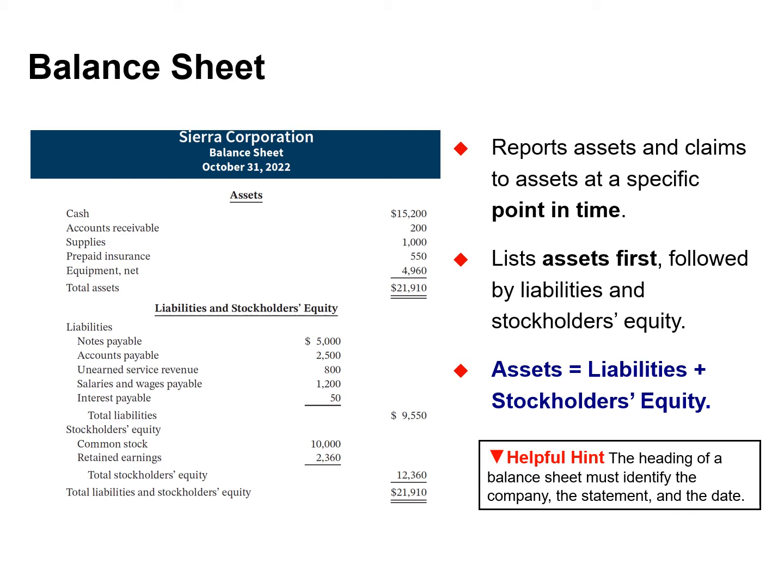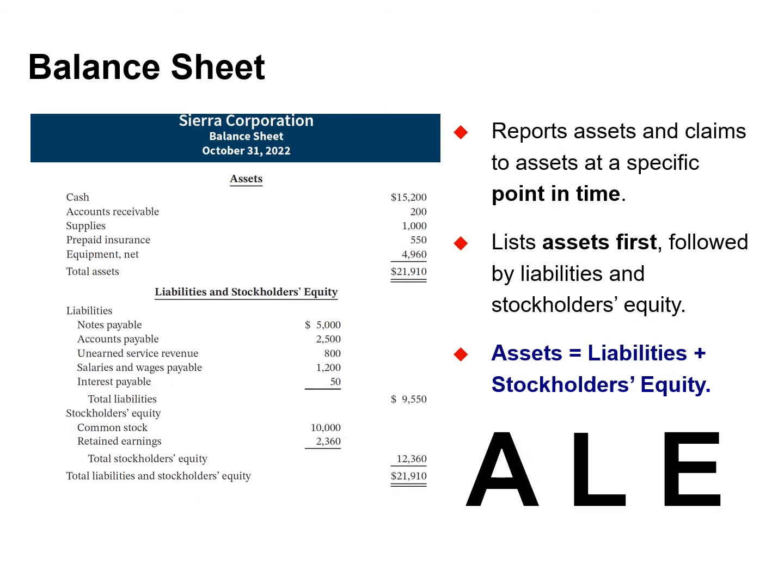Sierra has common stock of $10,000 and retained earnings of $2,360 for a total stockholders' equity of $12,360. The basic accounting equation, assets equals liabilities plus stockholders' equity, is a very important concept.